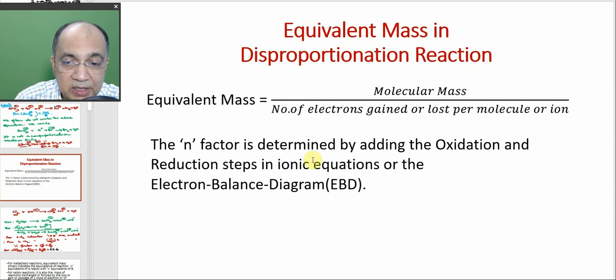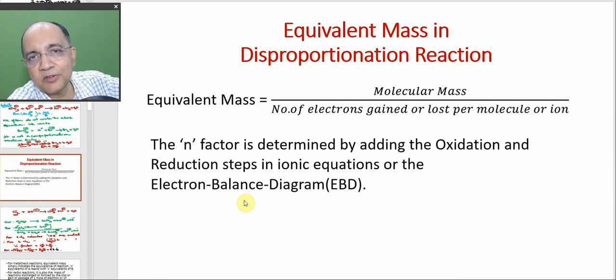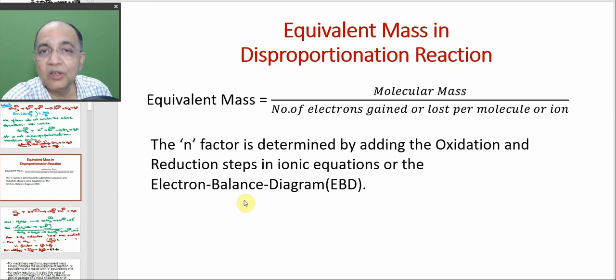The n factor is determined for such a case by adding the oxidation half with the reduction half in the ionic equation or in the electron balance diagram, and then finding out for one molecule how many electrons are involved. If this many electrons are involved for this many molecules in the balanced equation, that we can see when you write the two halves and cancel the electron, that cancelled electron is the number of electrons involved for this many substances. Then you can find out for one molecule the number of electrons involved. So that is the n factor.